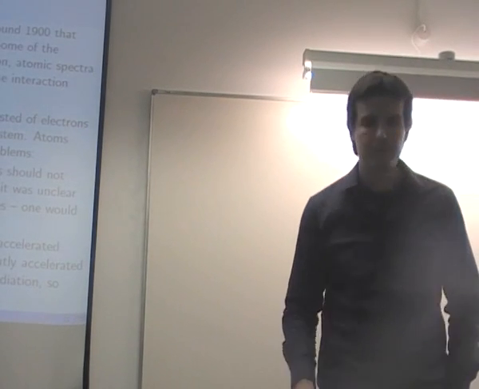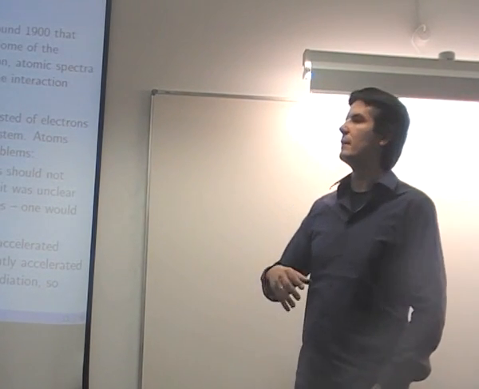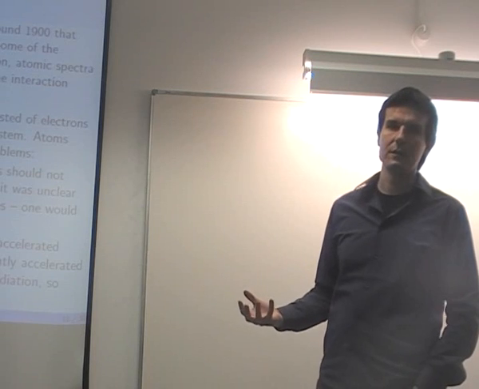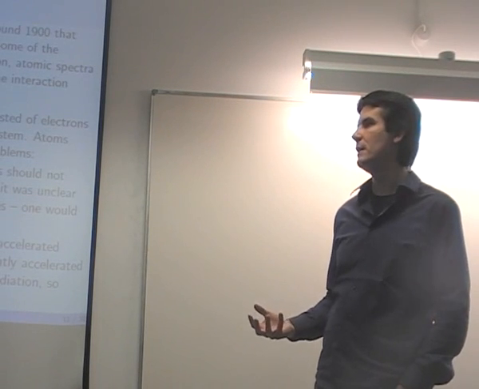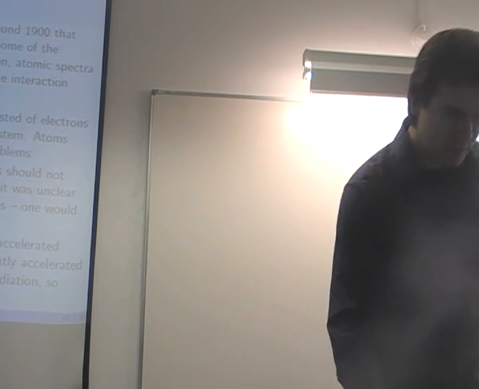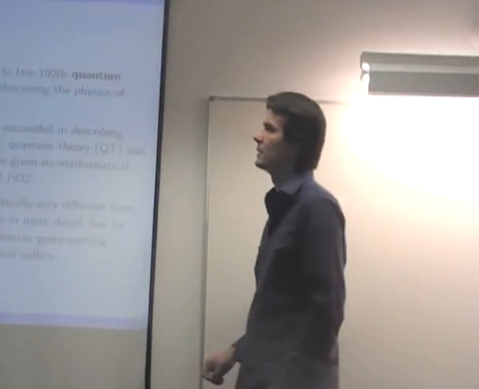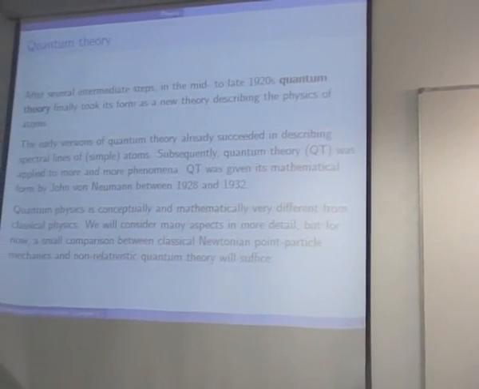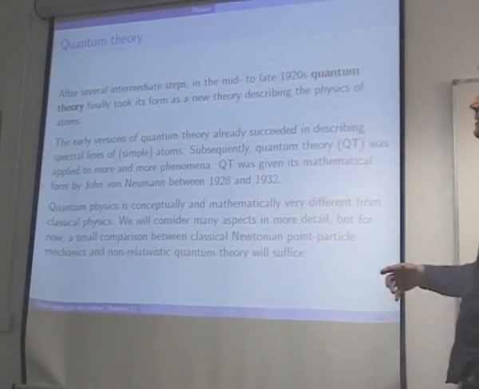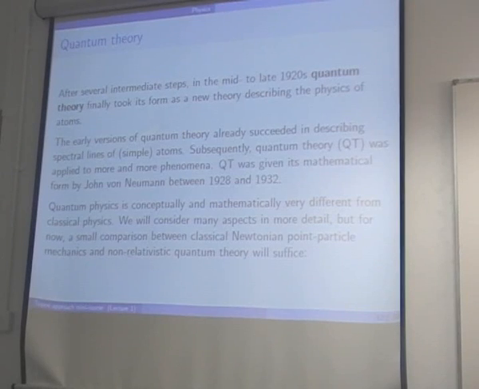And there were ad hoc models, Bohr's model of the atom in 1915, and there were a lot of intermediate steps, but finally people arrived at quantum theory. So of course I'm skipping all the details here. You can find this in books and I'll give you some nice references later. And so in the mid to late 1920s, quantum theory finally took its form as a new theory describing the physics of atoms. And this was what it was aimed at.